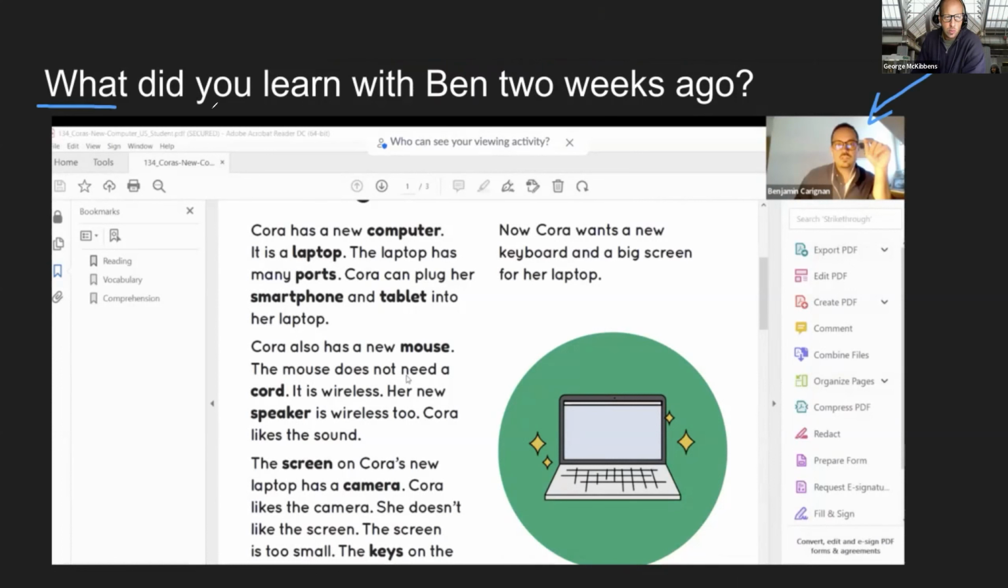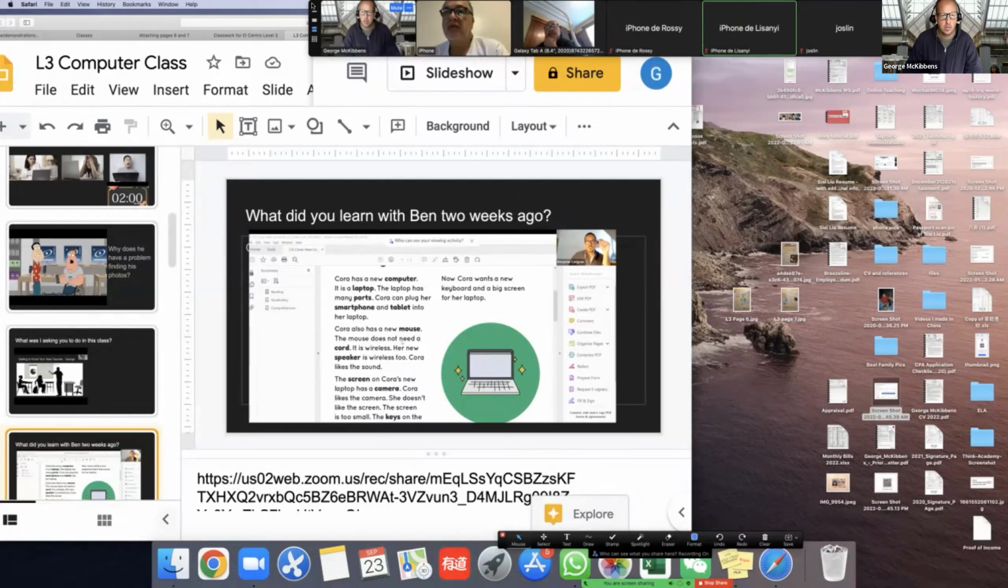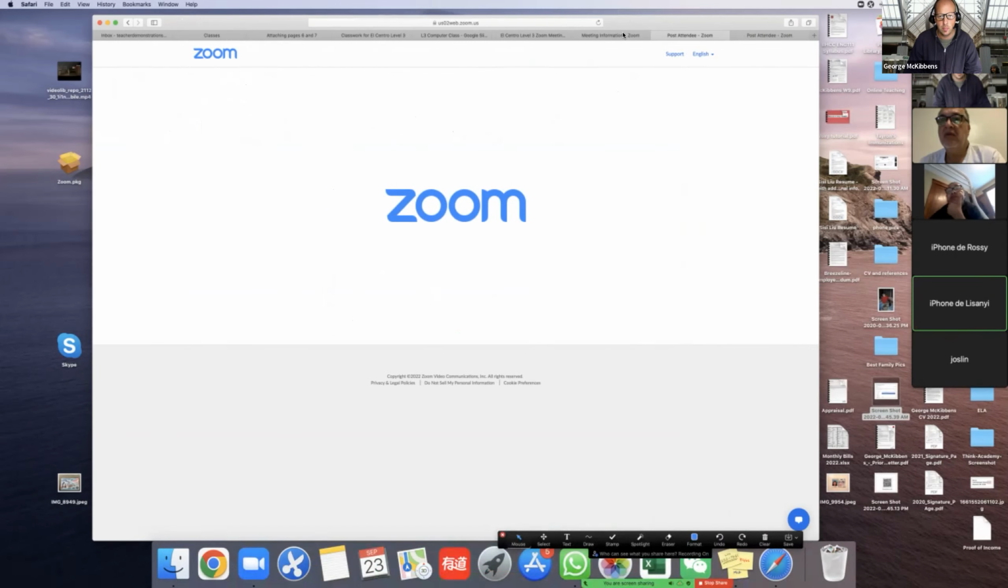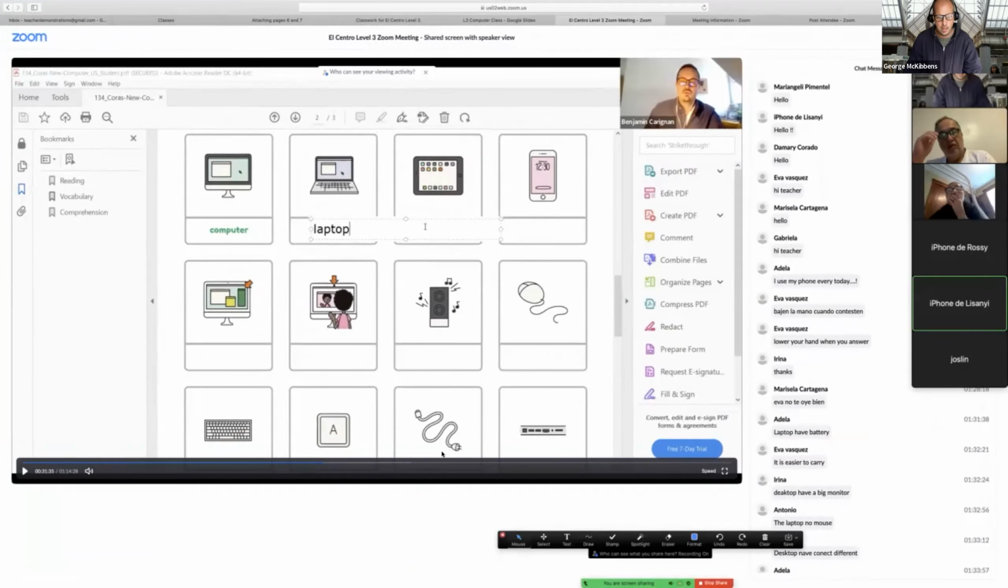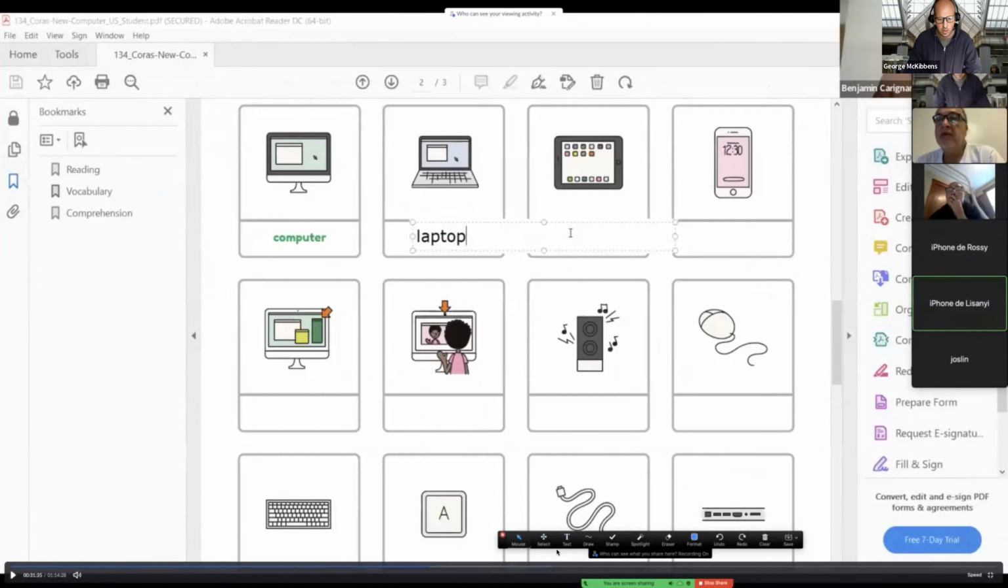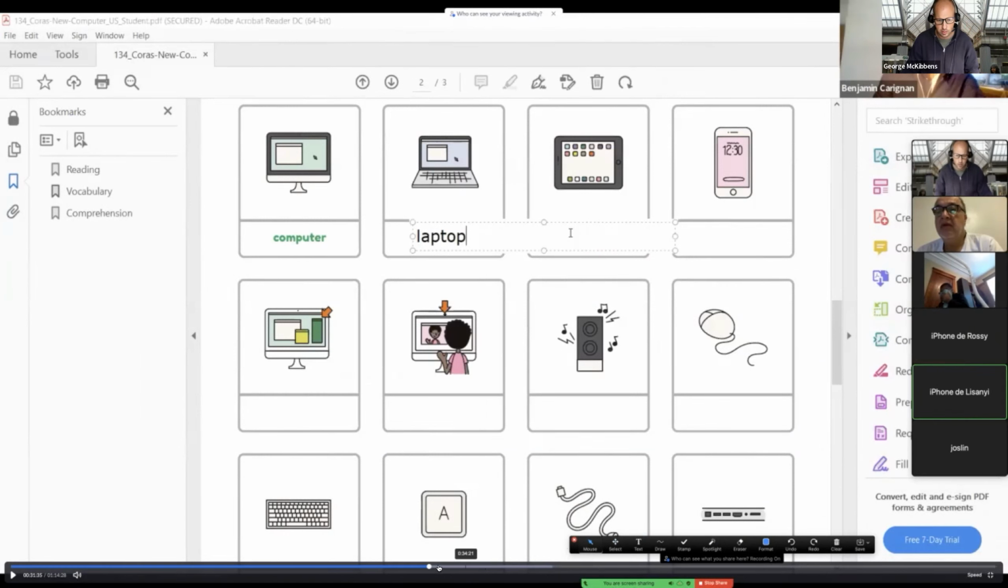Who remembers what you learned with Ben 2 weeks ago, a long time ago? What did he teach you here? The parts of the computer. Yes, the parts of the computer. So I'm going to show you a little bit of that class right now. What was he teaching you 2 weeks ago? Here we go. There it is. So this is part of that class. And I'm going to play this, and we are reviewing that class together.